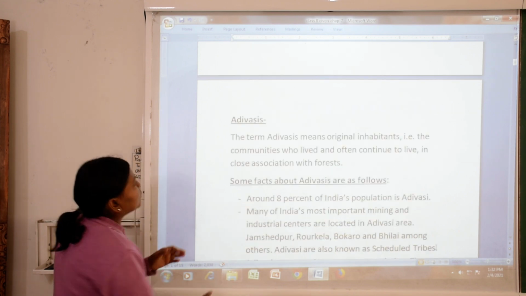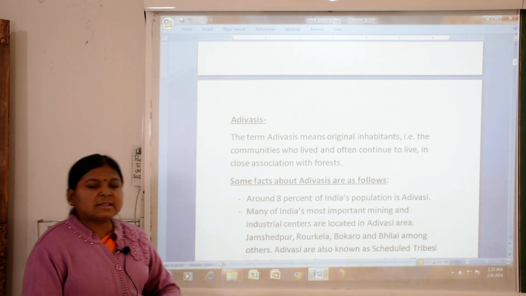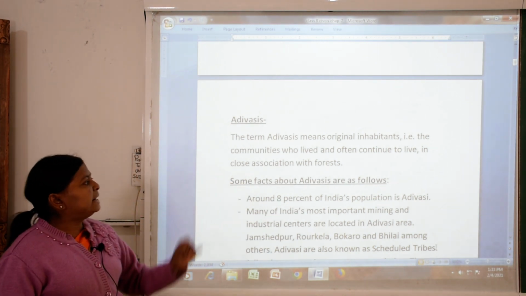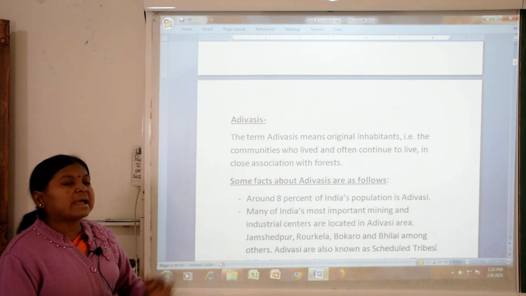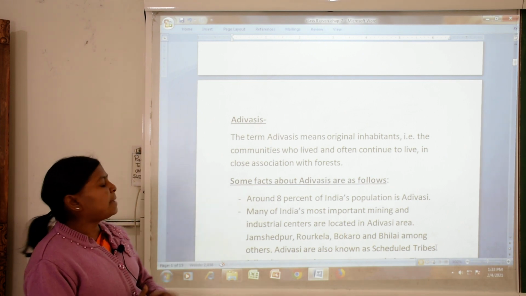So we can see some groups called Adivasi. Do you know the term Adivasi? It means original inhabitants, the communities who live, or often continue to live, in close association with the forest. So these types of people we call Adivasi.